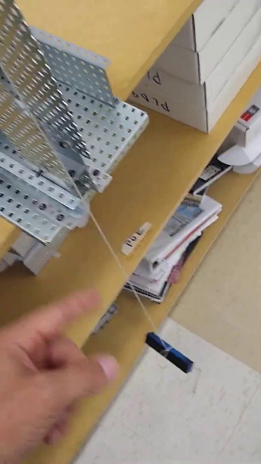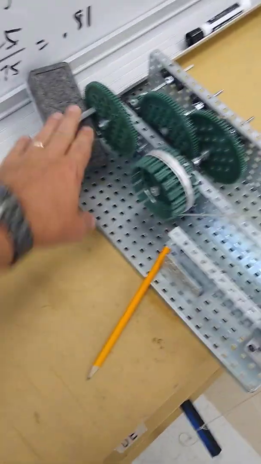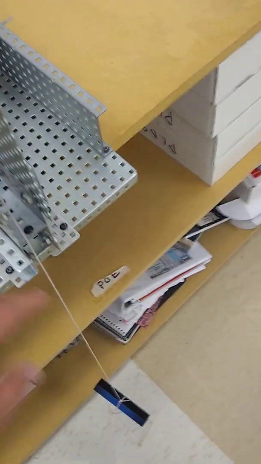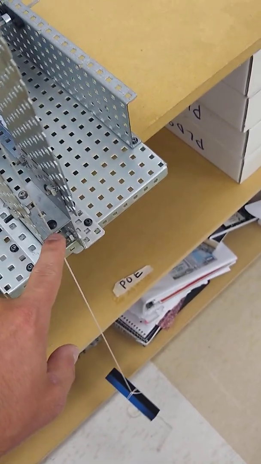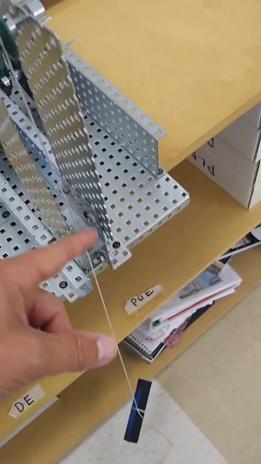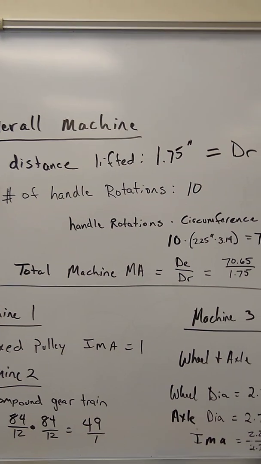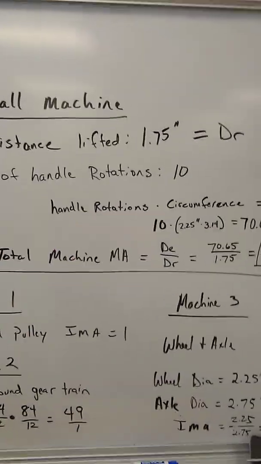Once I turn that, say 10 times, I'm going to measure how far this comes up. So basically my input versus my output. My input would be DE, my output would be DR. I'll mark a little spot here on the string, rotate it 10 times, and then measure the distance that this thing raises up. You can see here that the distance that I lift is 1.75 inches with 10 rotations.